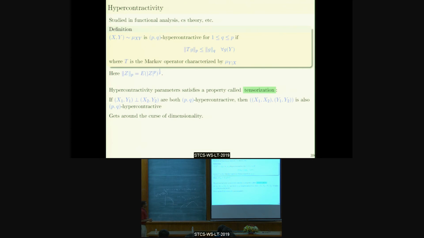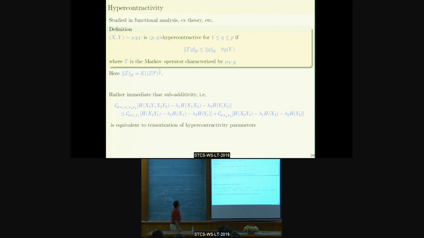Okay, so why is hypercontractivity interesting to many people? Because it satisfies the property called tensorization. This is the language I use. What is tensorization? It means that if x1, y1 is PQ hypercontractive, x2, y2 is PQ hypercontractive, and they're independent, then the pair x1, x2 to the pair y1, y2 is also PQ hypercontractive. And this helps you get around the curse of dimensionality. You have this very nice property, and that's why it's useful.